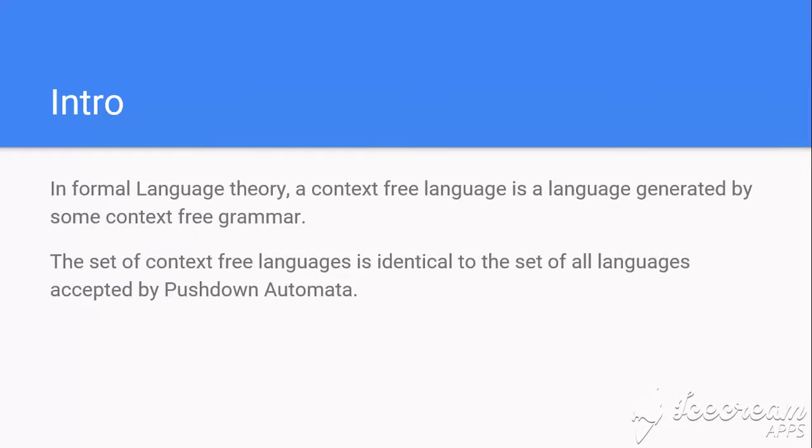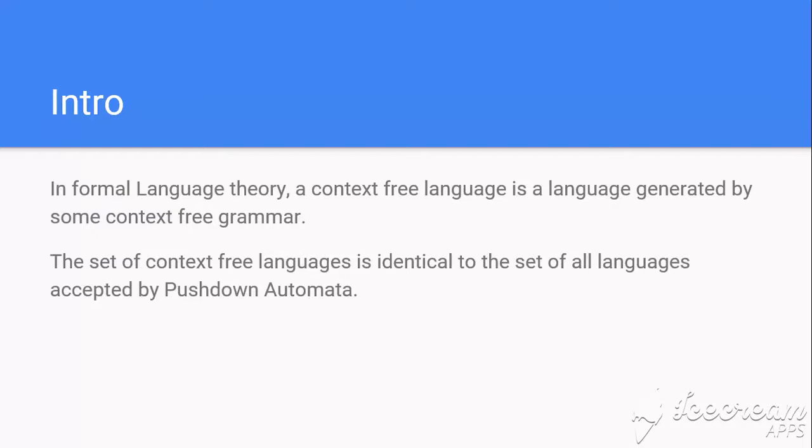Now, in formal language theory, a context-free language is a language generated by some context-free grammar. Here, if we remember, the context-free grammar is a type 2 grammar which accepts the context-free languages, and we design the pushdown automata for the context-free languages. The set of context-free languages is identical to the set of all languages accepted by the pushdown automata.